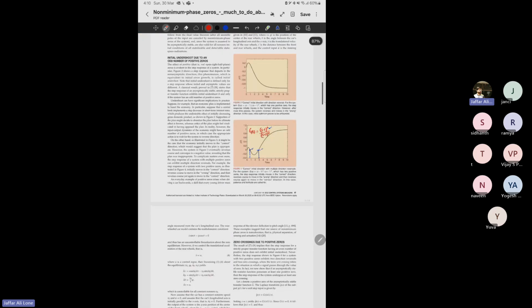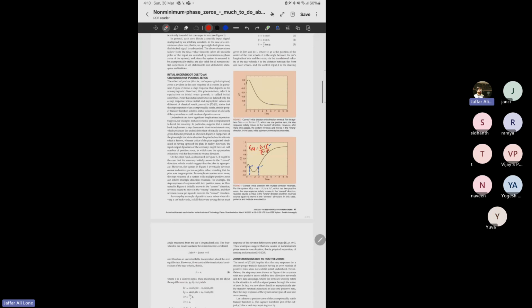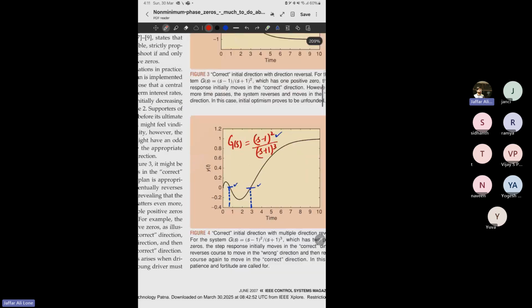It studies the effect of adding zeros to a system which has poles in the left half, which is actually a stable system. But when we add zeros in the right half plane, it becomes non-minimum phase. And the effect is you have some sort of undershoots: your system either goes in the right direction, then reverses, goes in the wrong direction, and comes back in the right direction, or goes in the wrong direction and reverses, coming into the right direction. But the main point is it has zero crossings.